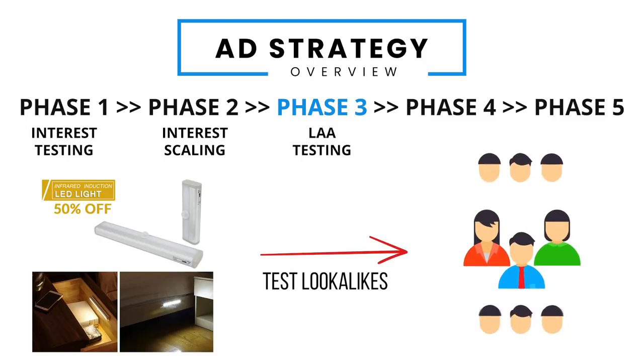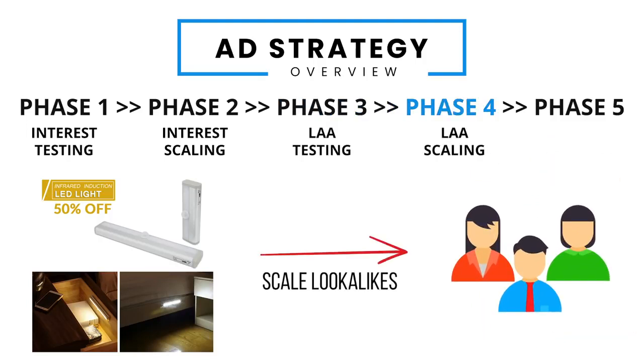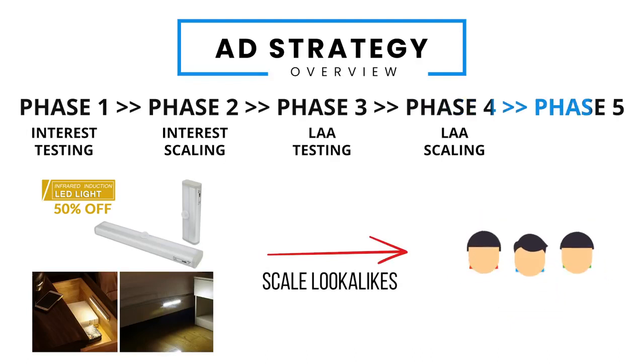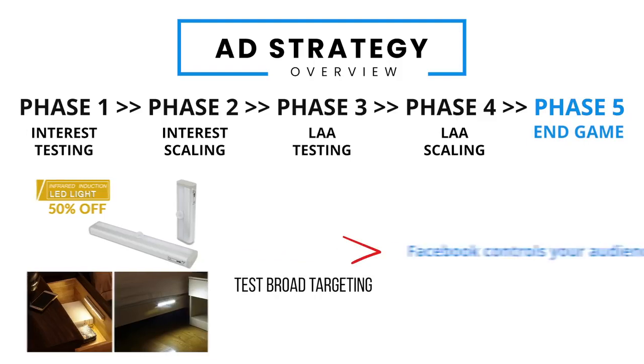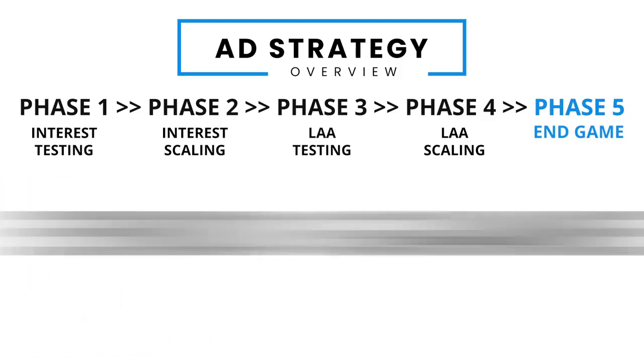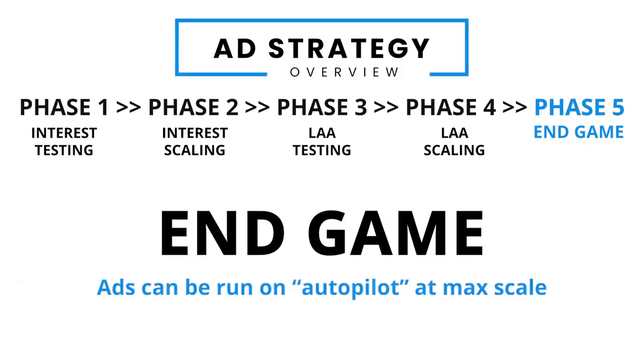When we find a working lookalike audience, we will then move on to phase 4, where we will scale the winning lookalike audience until we have enough data to move on to phase 5. In phase 5, we will test our creative with the biggest audience possible by giving no restrictions to Facebook on who to target. This is what we like to call the end game, and it's basically when you can let your ads run on complete autopilot at max scale and just watch the money flow in.